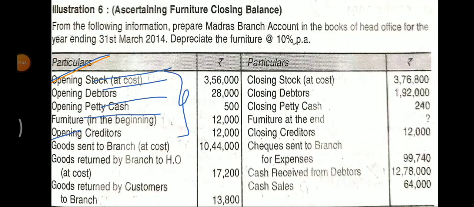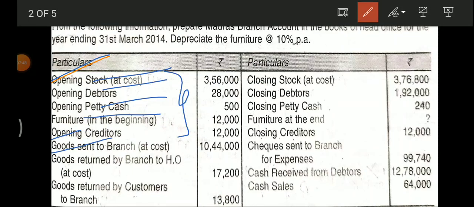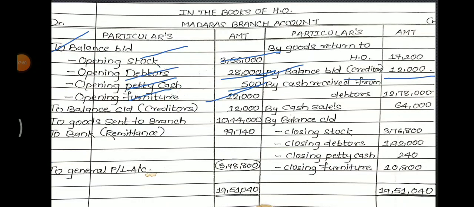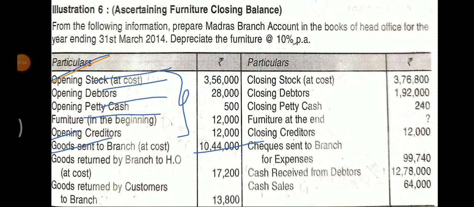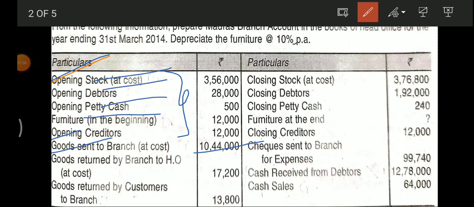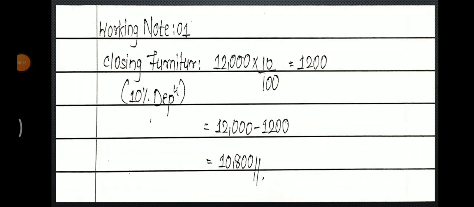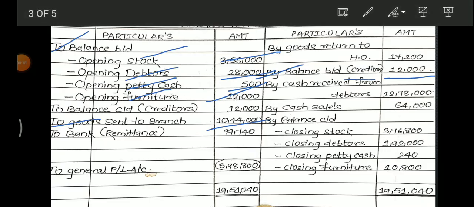Okay. Now next is goods sent to branch. Branch will receive 10,44,000. So branch account debit, goods sent to branch 10,44,000. Now goods returned by branch to head office. The goods were returned by the branch side. If the branch returns the goods, then branch account credit 17,200. So as you can see on the screen, goods returned to head office 17,200.